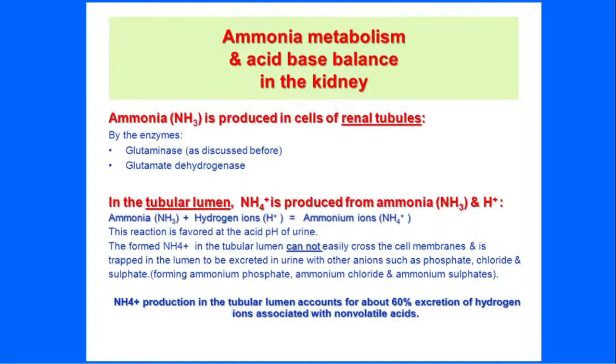So about participation of nitrogen, of ammonia, in the maintenance of pH of our blood and extracellular medium. Action of two enzymes, glutaminase and glutamate dehydrogenase. In the tubular lumen, ammonium ion, NH4+, is produced from ammonia and hydrogen. So this equation: ammonia plus hydrogen gives ammonium ion. This reaction is favored by the acid pH of urine.